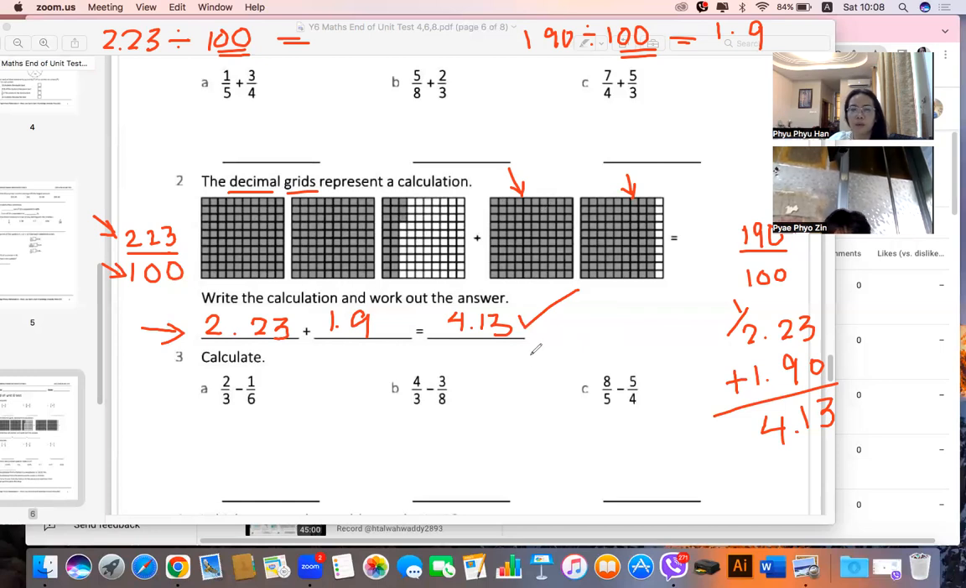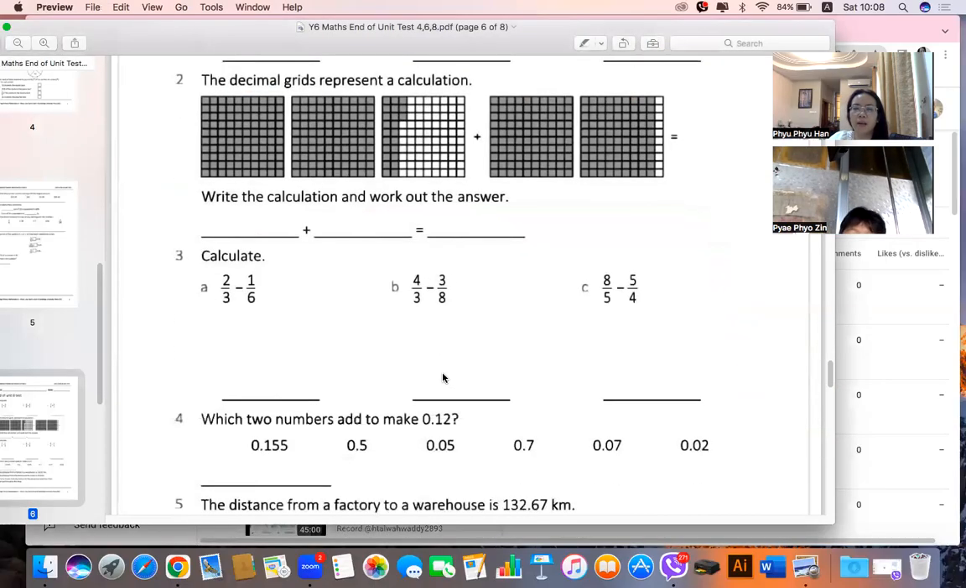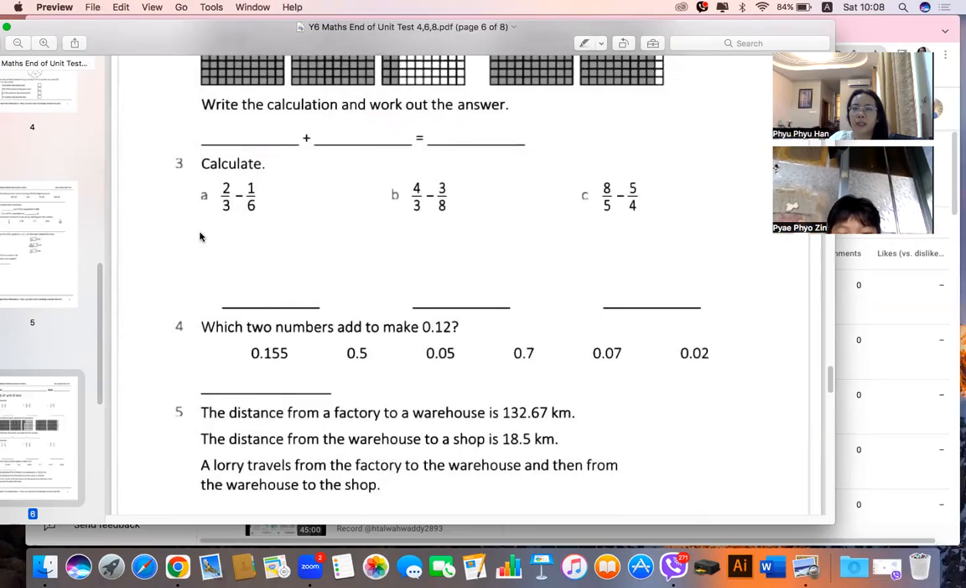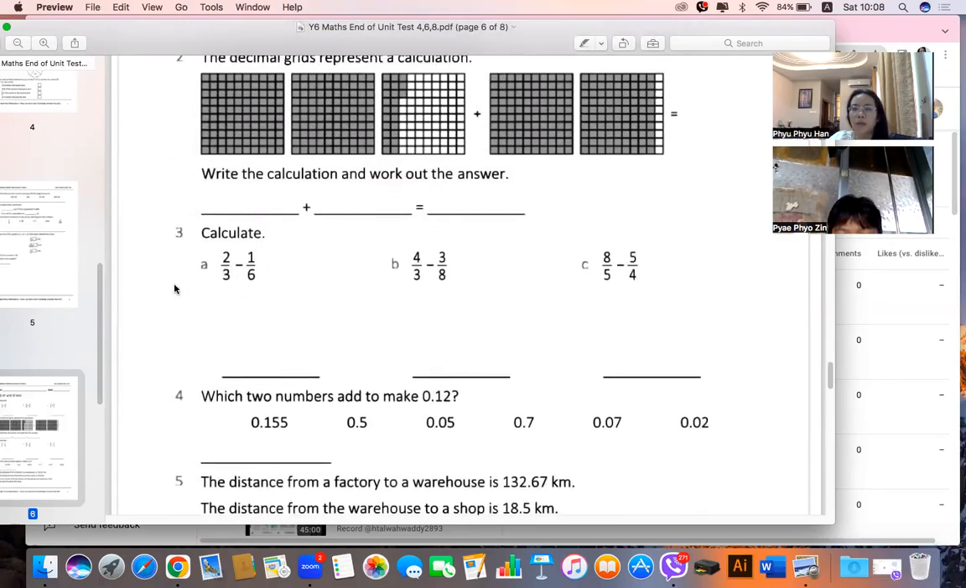Now we will do subtraction. Just now I did addition for you. Now I will do subtraction A, and you will do B and C. So look at this one more time.